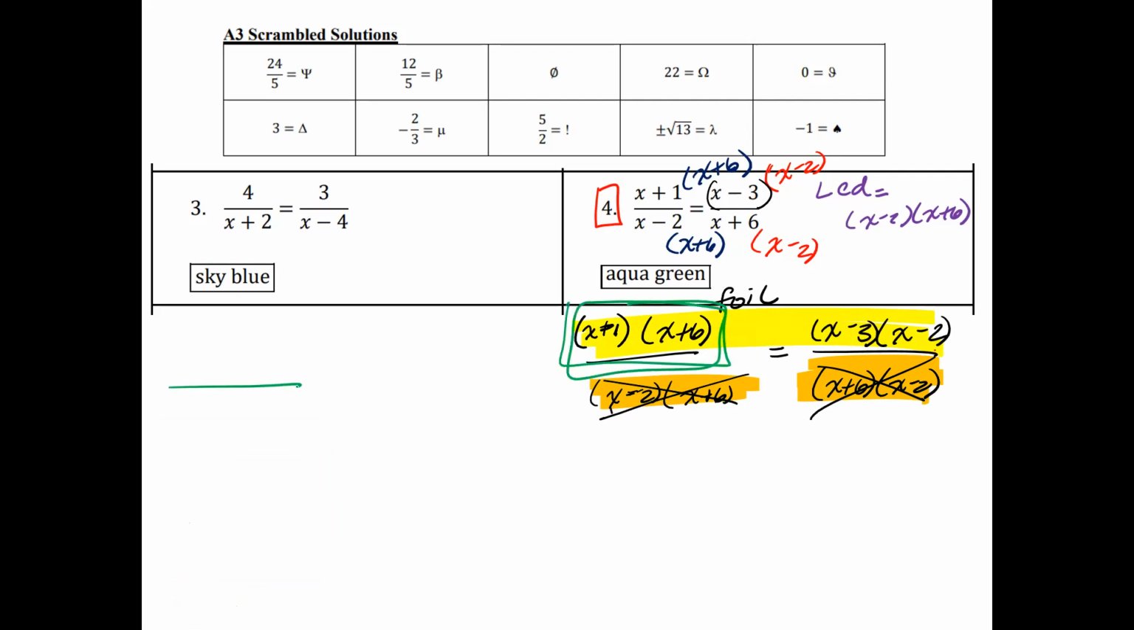What that's going to give you is an x squared, that's first, plus your outer is 6x, inside is 1x, so 6 plus 1 is 7x, and your last is 1 times 6, which is just 6. Set that equal to this one right here. If you FOIL it, x squared minus 5x plus 6. Sorry about that, guys.